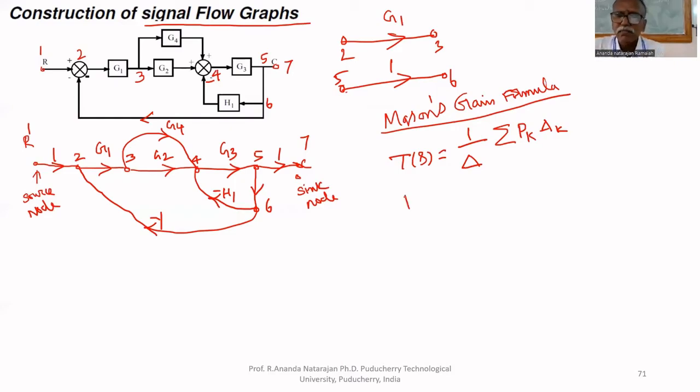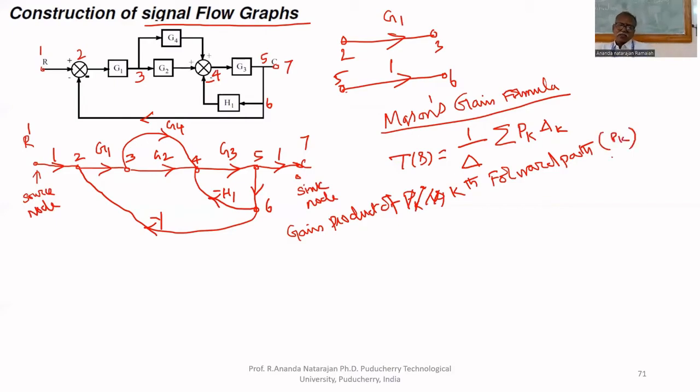Where Pk is the gain product of the kth forward path. That is Pk. The gain product of the kth forward path, Pk.